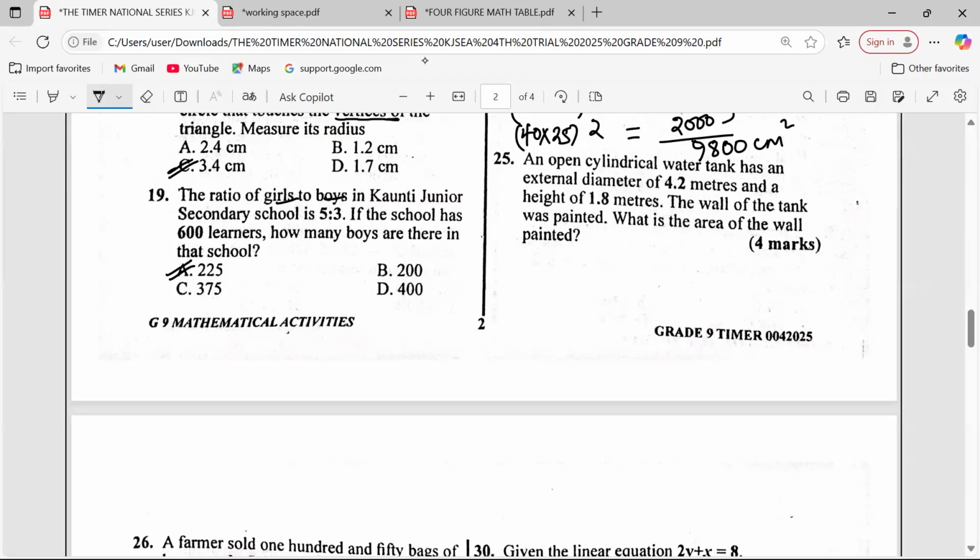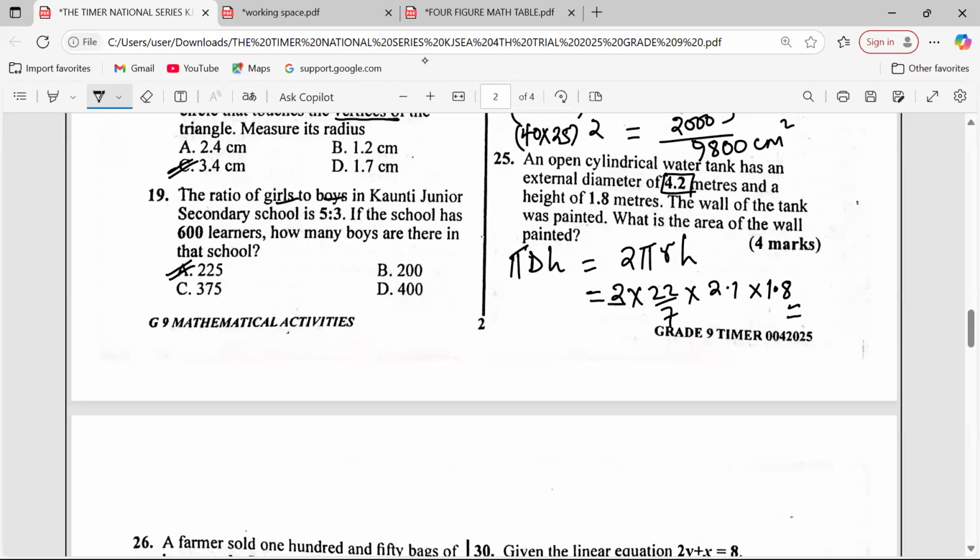So for us to apply the area, we need to talk about pi d times h, or 2 pi r. Instead of diameter, we can have 2r. So we can have 2 times pi times a radius. We are given the diameter, so the radius shall be 2.1. Then we multiply by the height, 1.8.